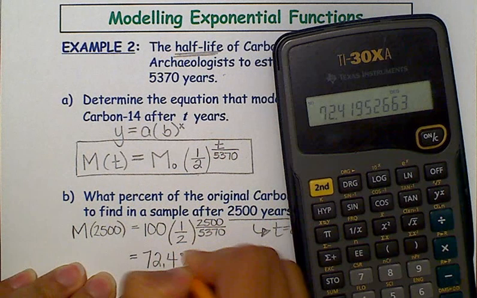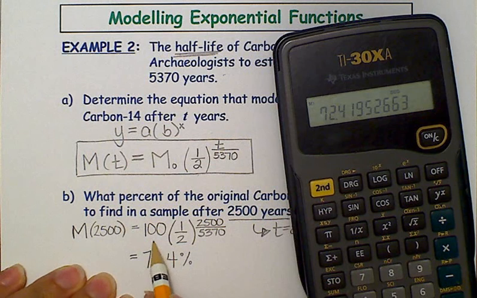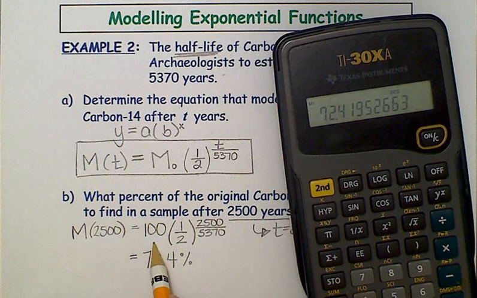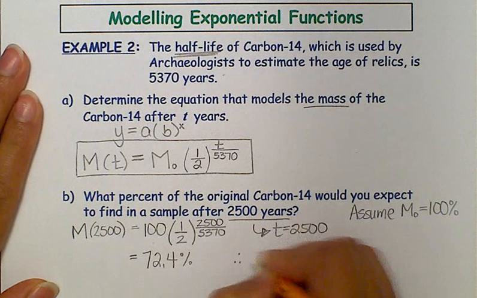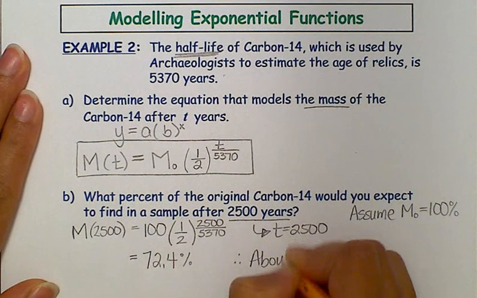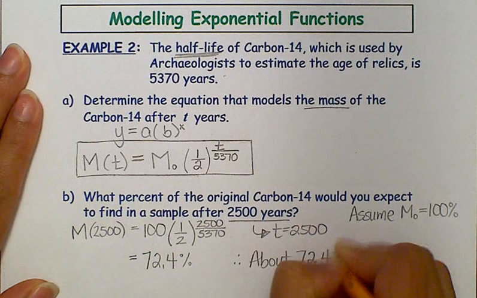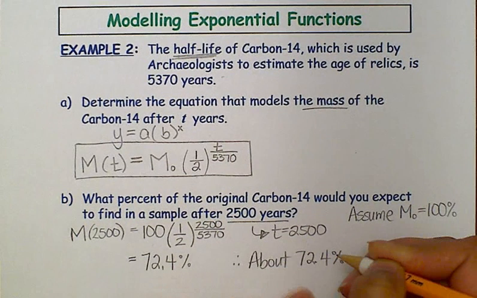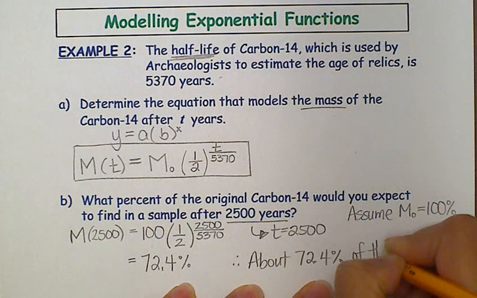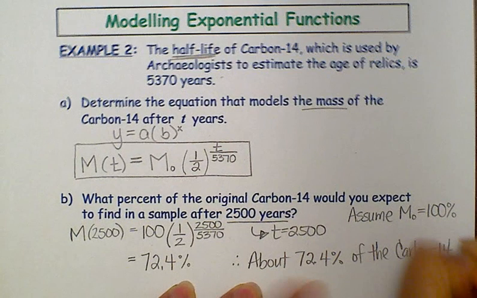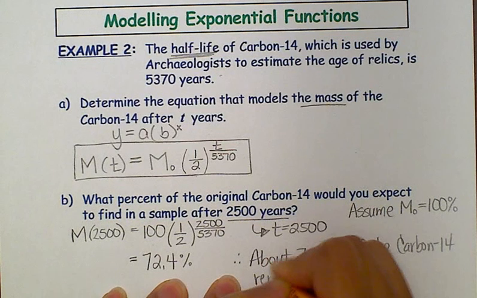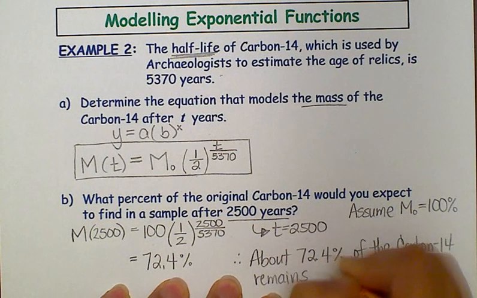as a percentage. And I know it's a percentage because I assumed the initial population was a percentage of 100. So what this means is, therefore, about 72.4% of the carbon-14 remains after 2,500 years.